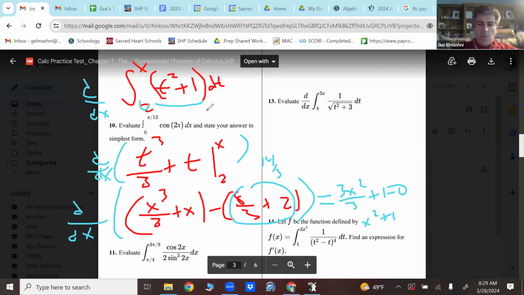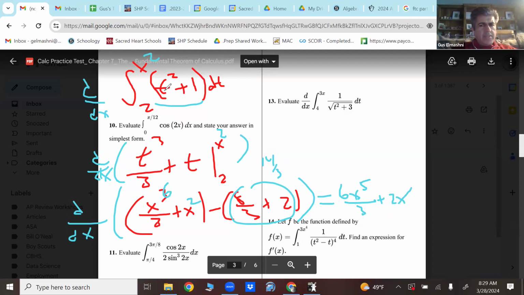Now, what if the top was not x? What if it was like x squared? Not a problem. Now, when I replace t with x squared, I've got to do x squared cubed, which is x to the 6th power, and that's plus x squared. So when I take that derivative now, that's 6x to the 5th over 3 plus 2x.